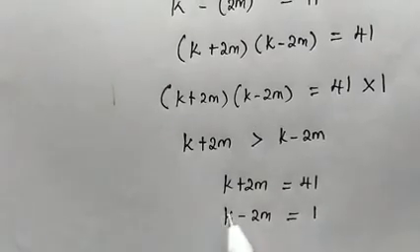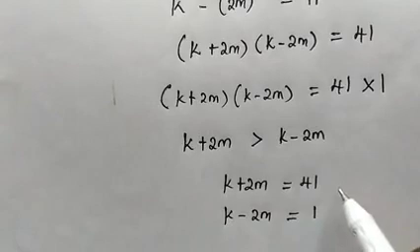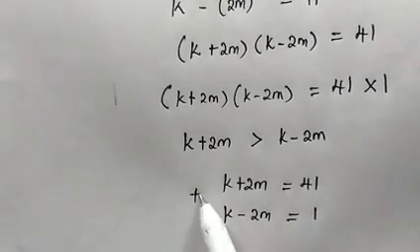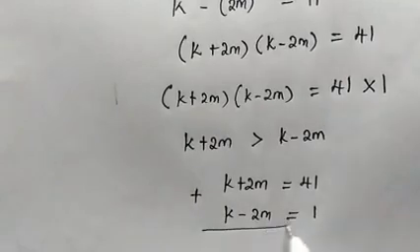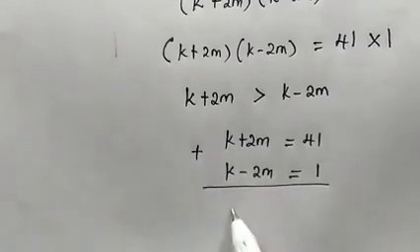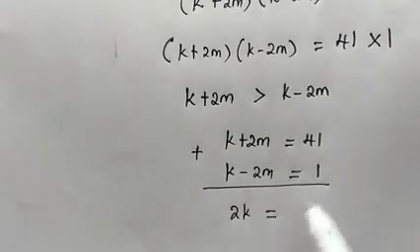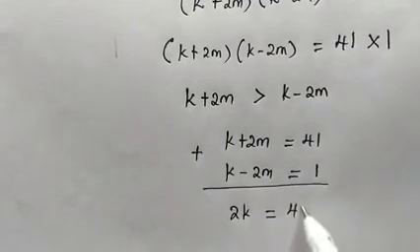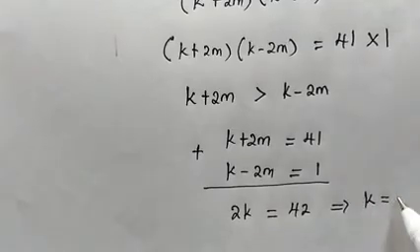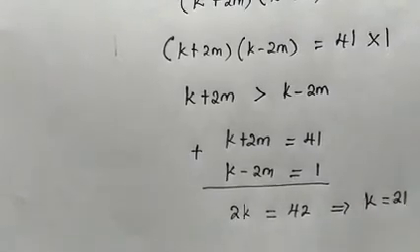Okay, now let's solve for k. We have a system of equations, so this is a simultaneous equation. We can use the elimination method by simply adding both equations so that we can get rid of m. Then we have k plus k, which is 2k, equal to 41 plus 1, which is 42. Now divide both sides by 2. We get k is equal to 21.